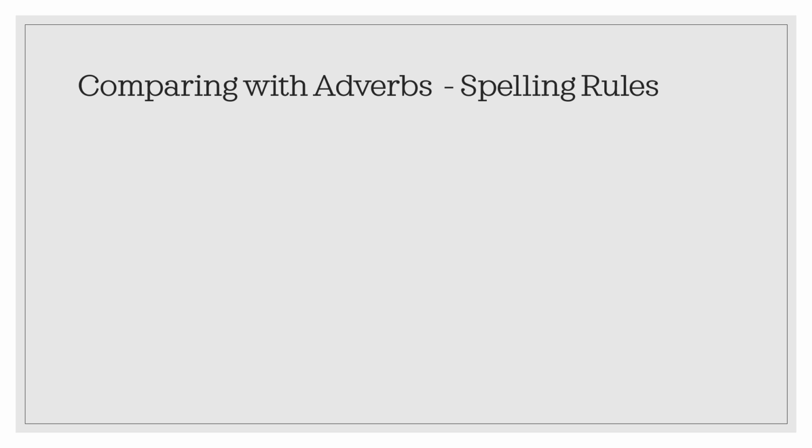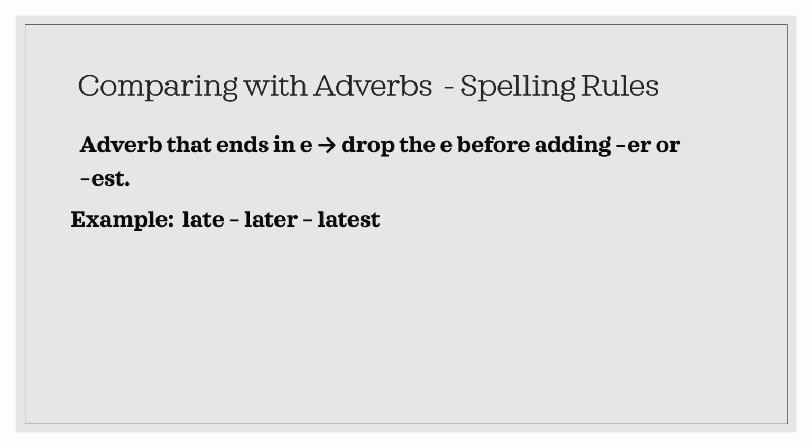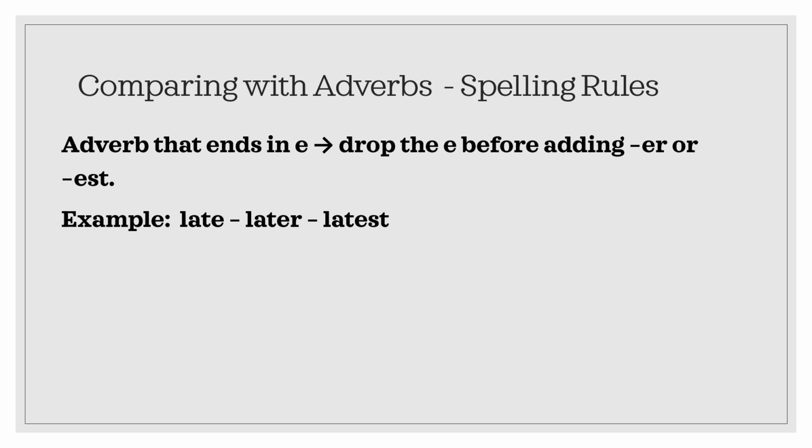Now, just like with adjectives, there are some spelling rules for comparing with adverbs. So just like with adjectives, if it ends in an E, we drop the E before adding ER or EST, excuse me. You don't use both at the same time. You can't say laterist. It wouldn't be laterist, one or the other. So late, drop the E, add ER for later. Drop the E, add EST for latest.